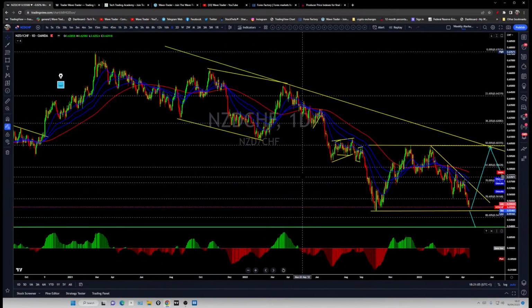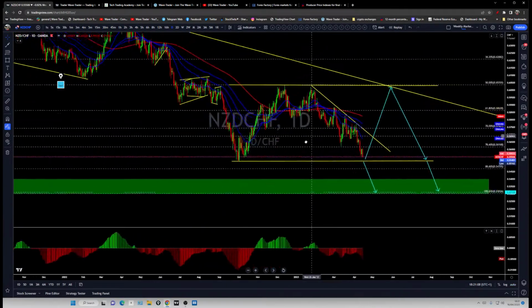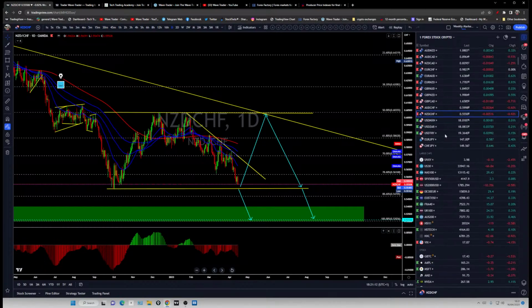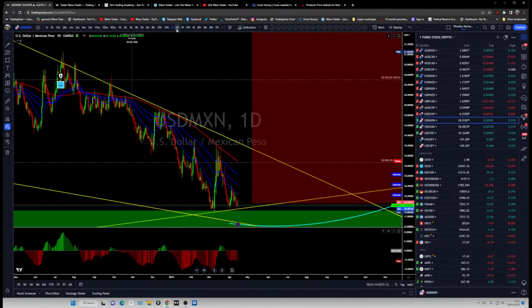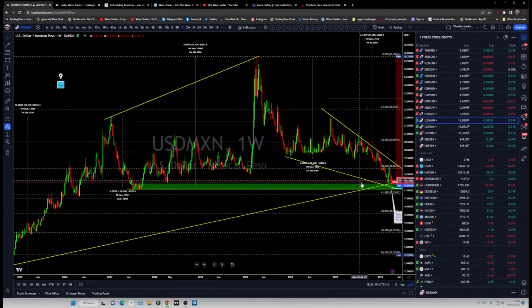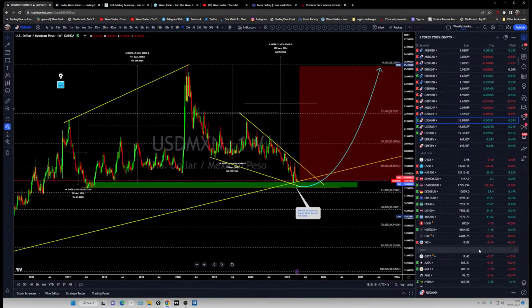It's dropping and may continue pushing lower, so this flat formation can happen. These are not the best pairs right now. They have already moved. The dollar peso is very similar to last week. We haven't seen much change or movement on it. Very much the same as last week.